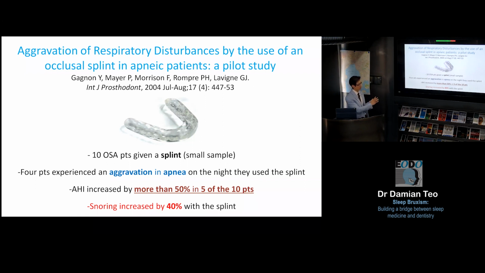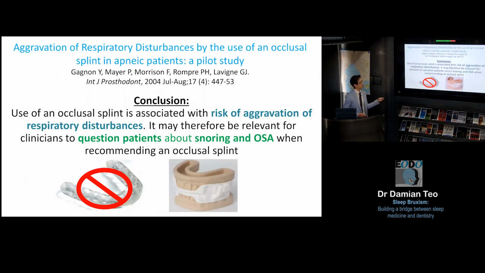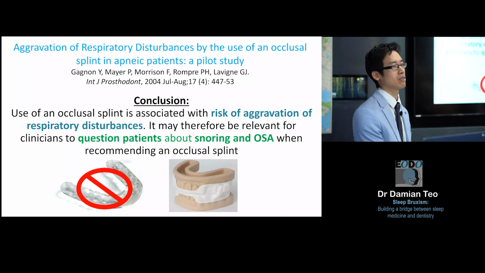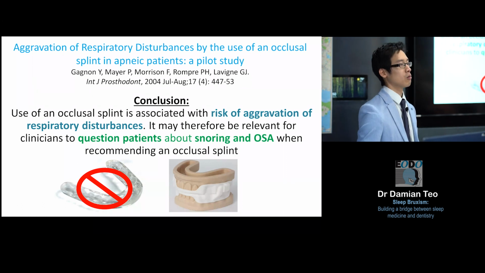But this paper gets a lot of criticism from some dentists because they'll say it's a small sample, it's not representative of the research. But if you look at the conclusion, all they're telling us is just ask your patients if they snore or have sleep apnea. That's all they're doing. We're not saying don't do splints for anyone. They're just telling you to ask a question, which is perfectly harmless. And if anything, it's going to help the patient because we're looking into their sleep, looking at their breathing.